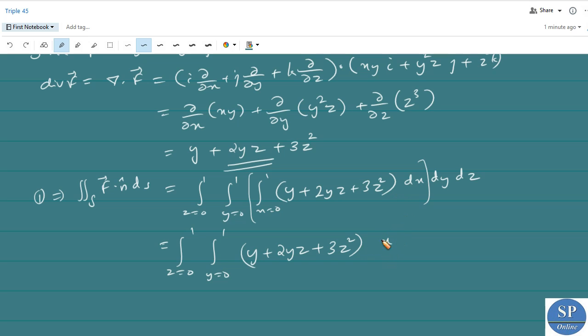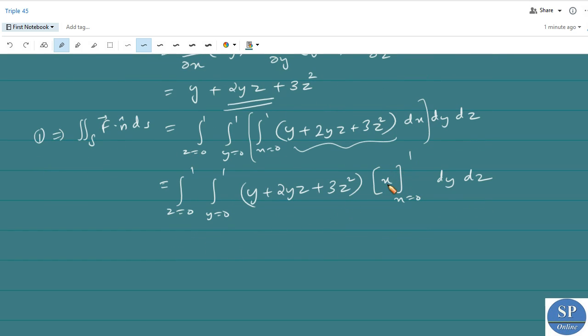The integral is with respect to x, so we are integrating with respect to x. These are constants, this term is constant. So the integral is from 0 to 1, x varies from 0 to 1, then dy dz. Applying this limit, we will get 1 minus 0.